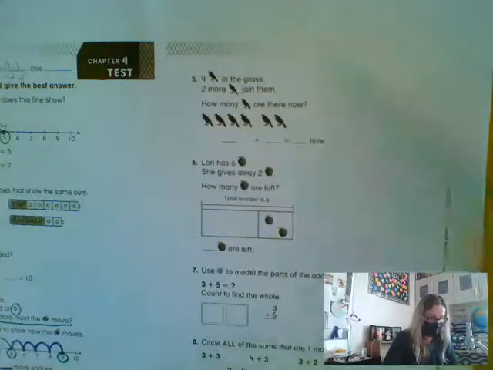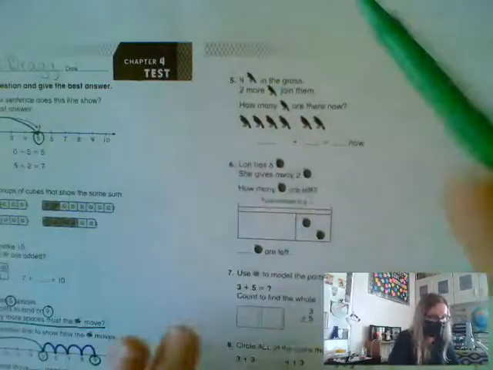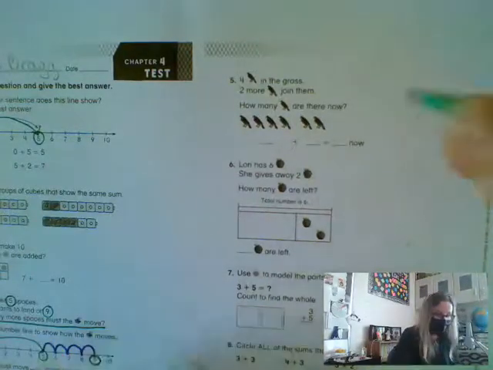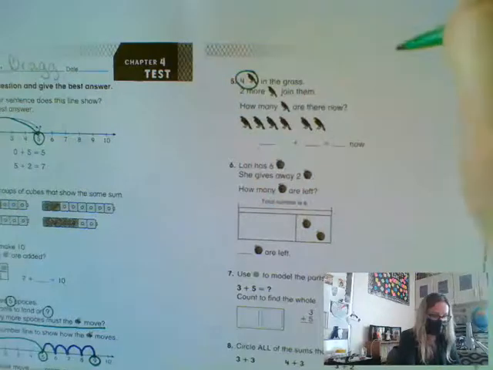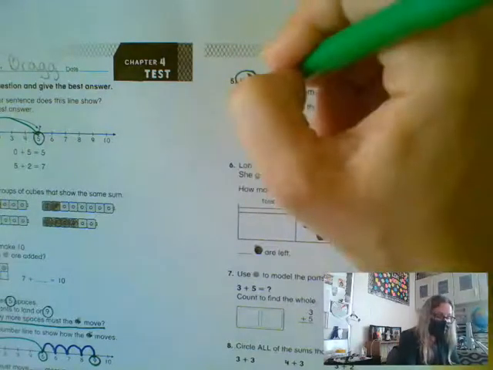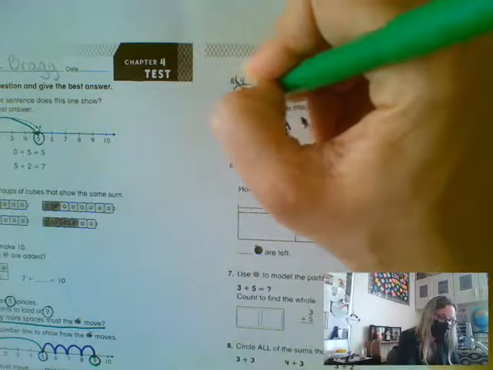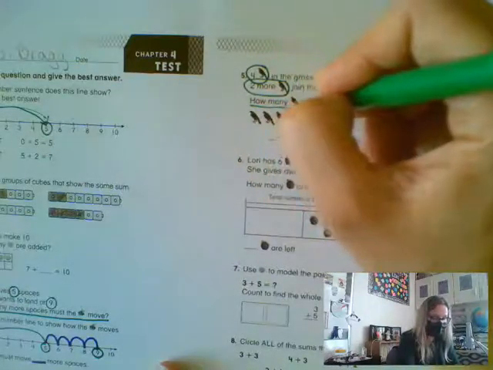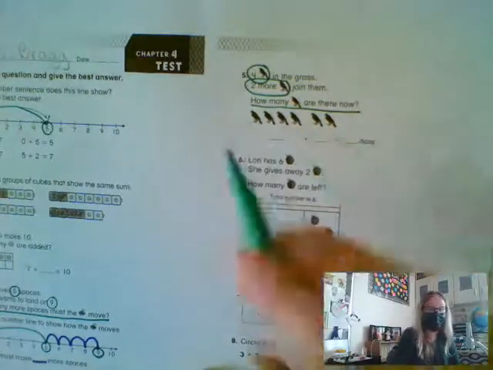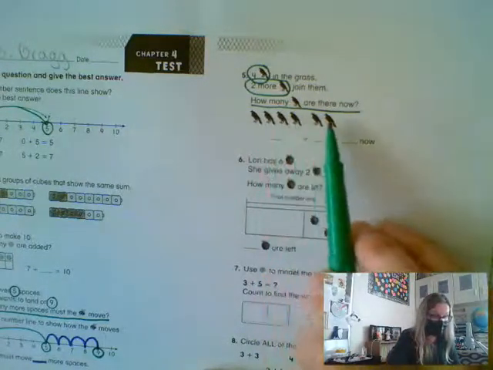All right, top of the next side here. It says 4 birds in the grass. So circle 4 birds. It says 2 more birds join them. So circle 2 more birds. Then the question says, how many birds are there now? They've drawn it out for you, so you don't have to draw anything. Here's 4 birds. Here's 2 more.